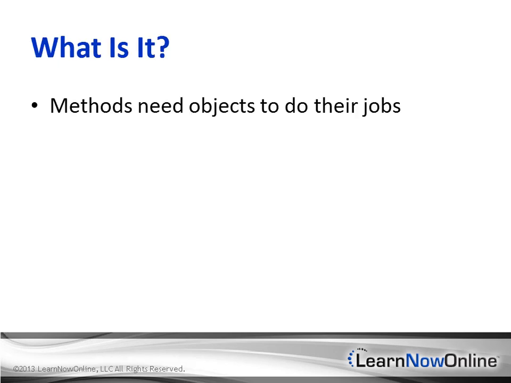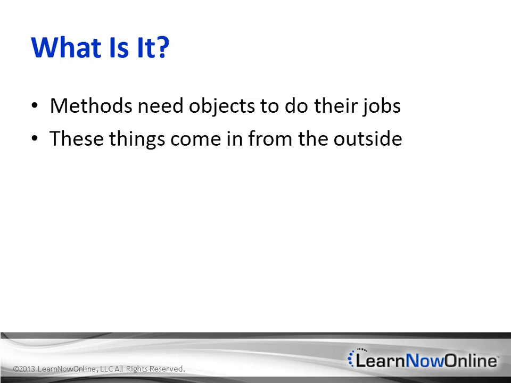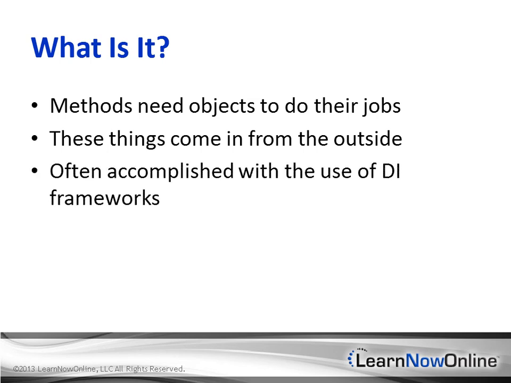So what is it? Well, we know that methods need objects to do their jobs. Hopefully you're not writing these controllers in MVC that are just hundreds of lines of code and do everything all by themselves. They need other objects to do their jobs. They need data access objects, or they need services, or they need domain objects. The idea behind dependency injection is that these things will come in from the outside. So instead of a controller instantiating its own data access objects, something else on the outside will instantiate a data access object and give it to the controller.